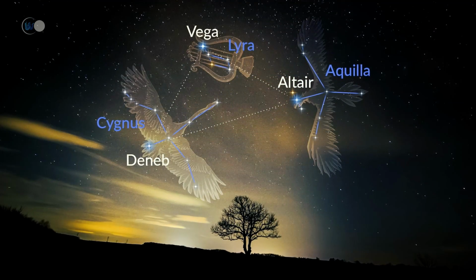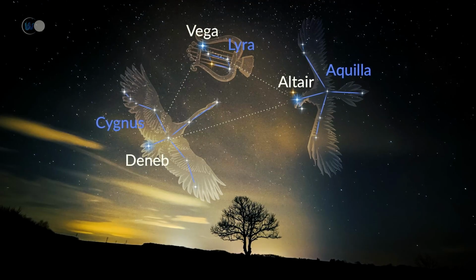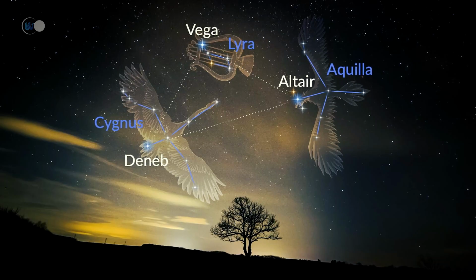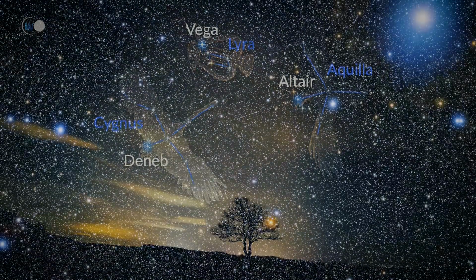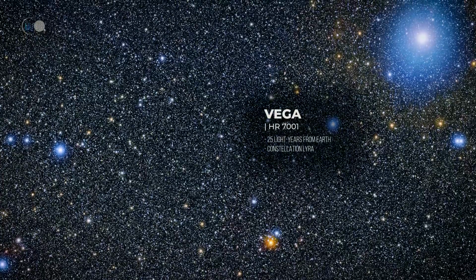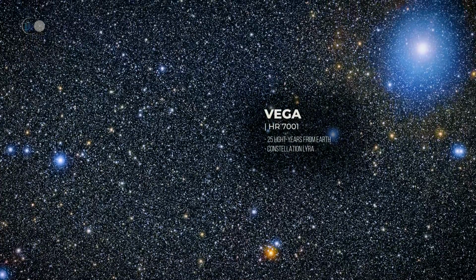Located in the Lyra constellation, Vega is the brightest star in this group. Observed from Earth, it is the 5th brightest star in the sky. It is relatively close to the Sun, just over 25 light-years away.